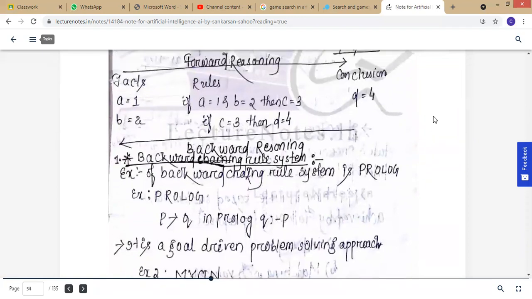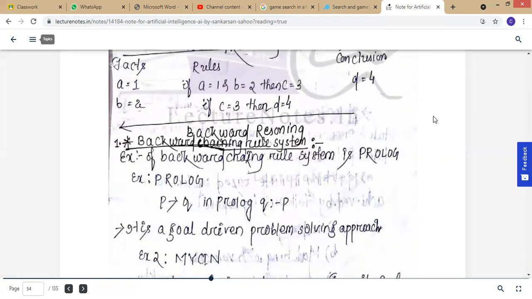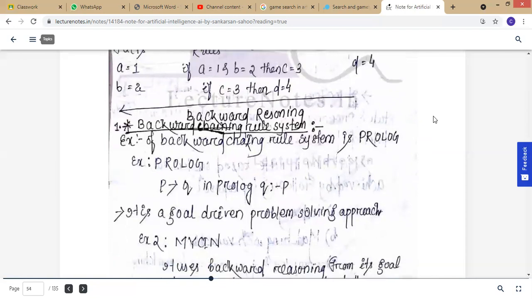There are many concepts now in forward reasoning. That is, for example, A is equal to 1, B is equal to 2. If A is 1, B is equal to 1, C is equal to 3. You can assume the conclusion and the aim is B is equal to 4.